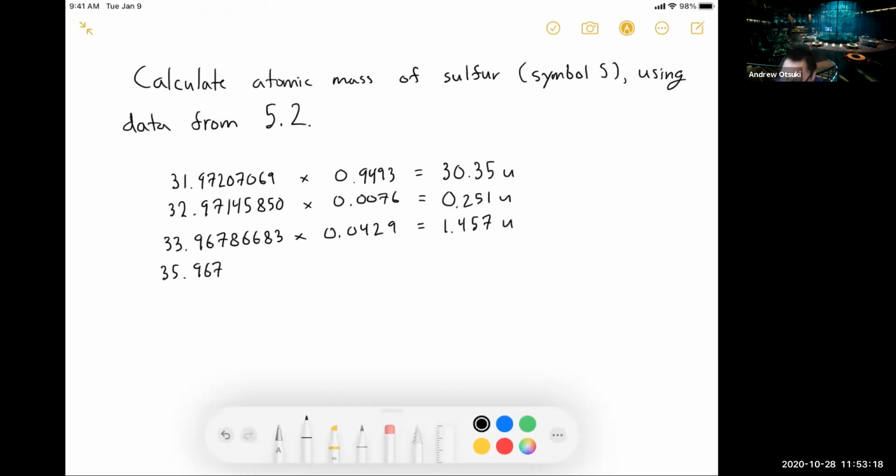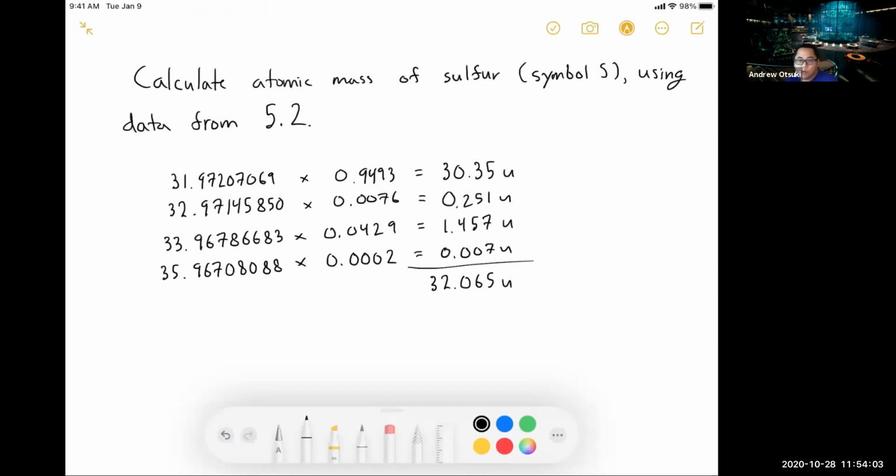Okay. Then lastly, we have 35.967 times 0.0002, so very small abundance of this isotope, and the contribution to the mass is very small. Okay. So now what we do is we add these all up, and we should get 32.065 U. And around 32.07 is what you see on the periodic table for the atomic weight for sulfur.